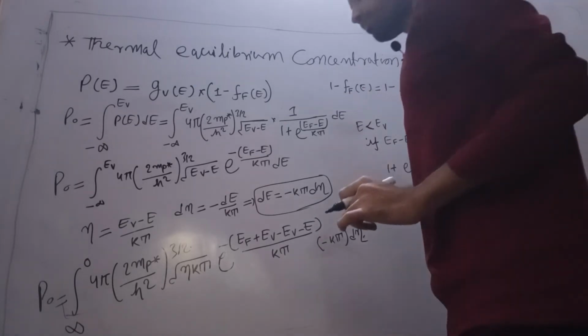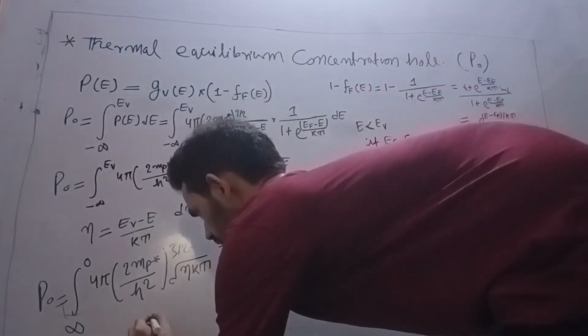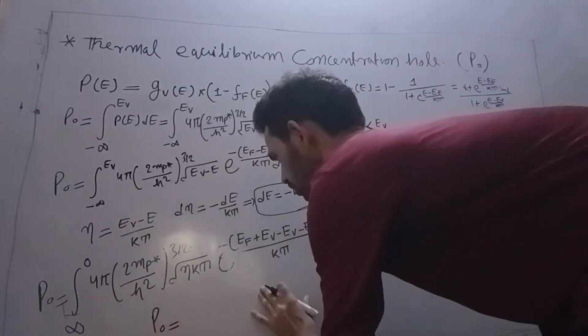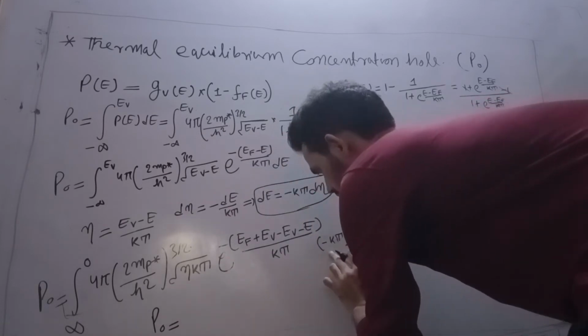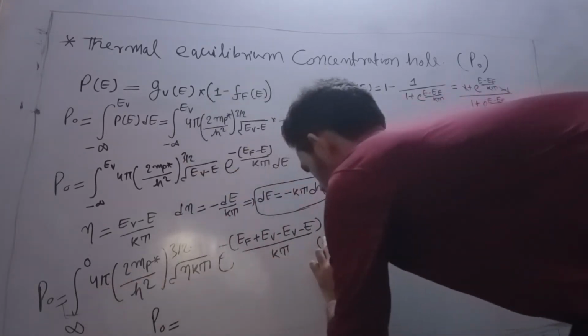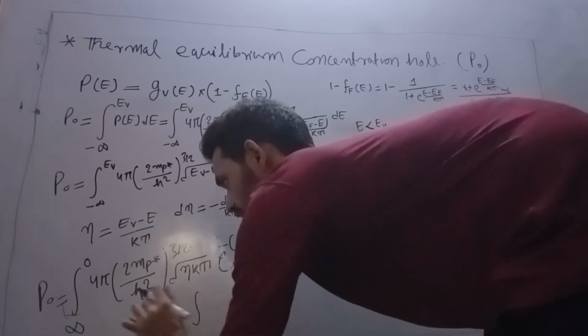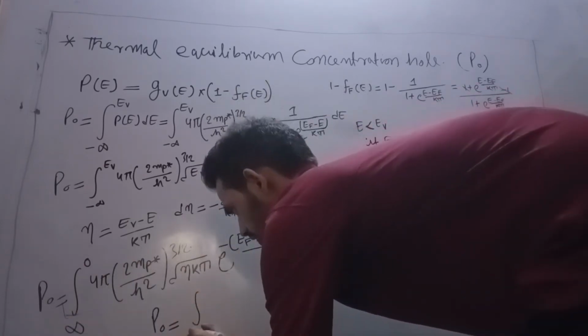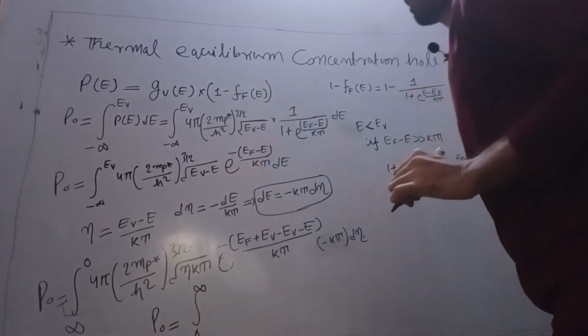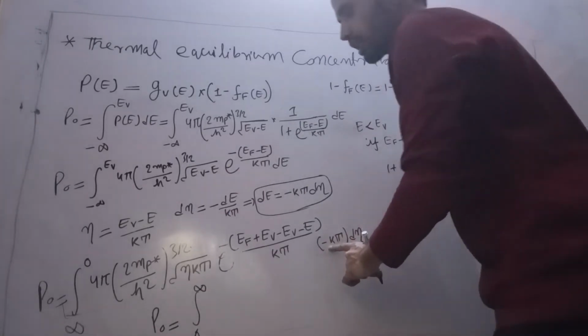So now see here, p naught is equal to what? This is minus. Yes, the minus sign is there. This minus sign will change the limit, and this limit becomes 0 to infinity. Yes, 0 to infinity because of this negative sign.